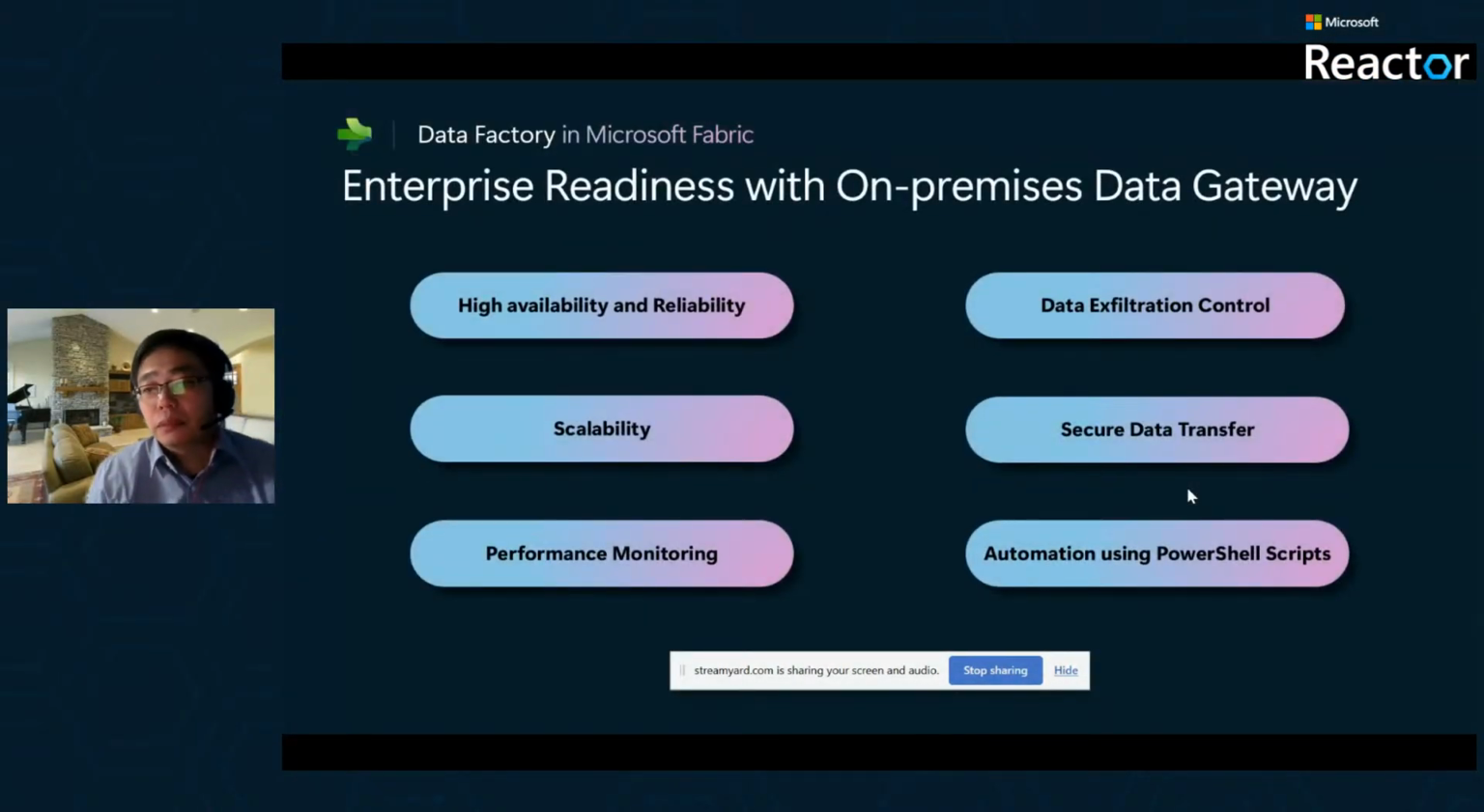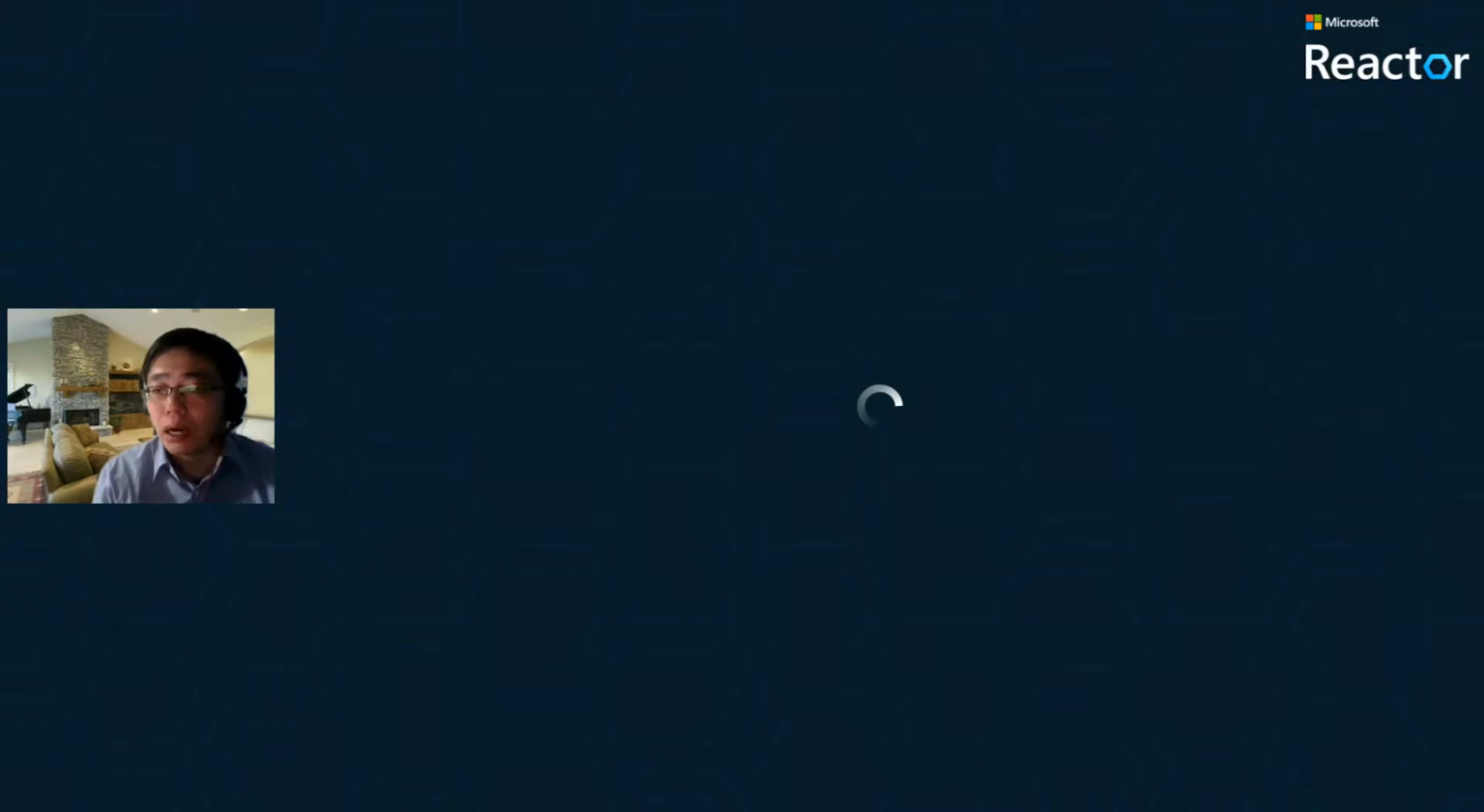Okay, let's move to the enterprise readiness. So when we talk about enterprise readiness with the on-premise data gateway, there are 6 important areas to highlight. First, high availability: other will continue to handle requests without interruption.